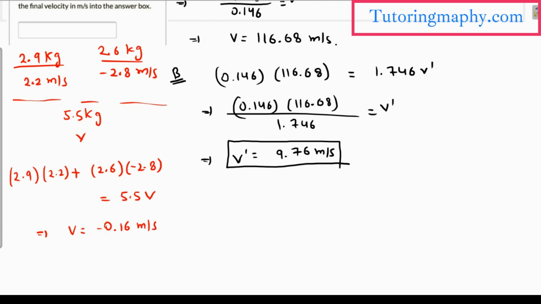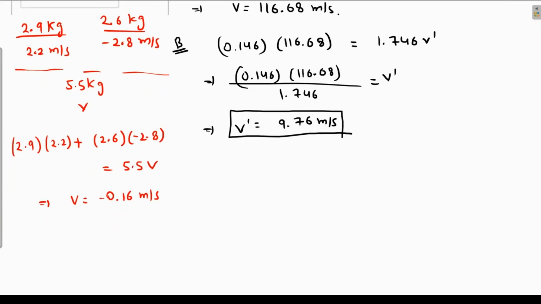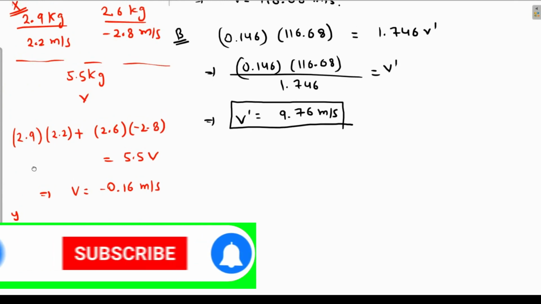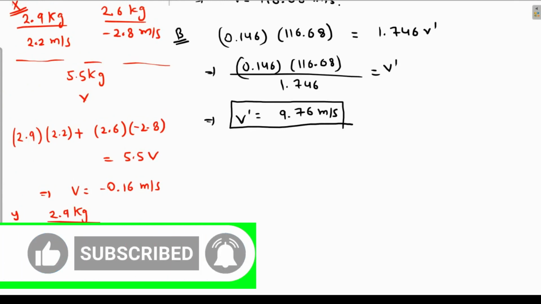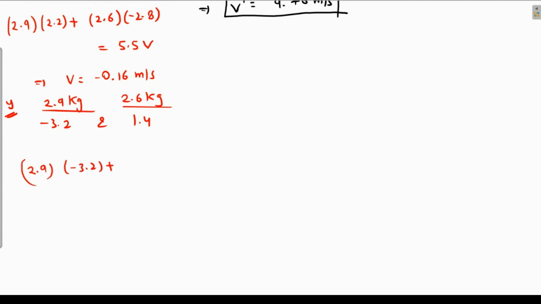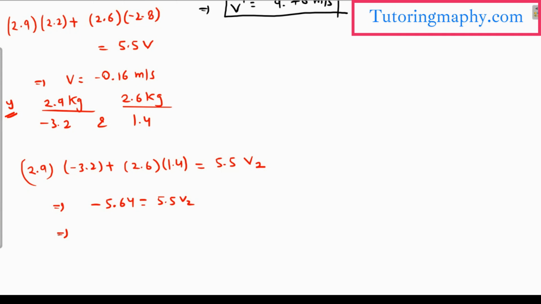This is the velocity towards the x direction. Now the y direction. Again we conserve the momentum. Individual velocities are negative 3.2 and 1.4, and the masses are 2.9 kilograms and 2.6 kilograms. So 2.9 times minus 3.2 plus 2.6 times 1.4 equals 5.5 times some velocity v2. The left side becomes minus 5.64, which is equal to 5.5 v2. Dividing both sides by 5.5, we get the value of v2 as minus 1.03 meters per second.